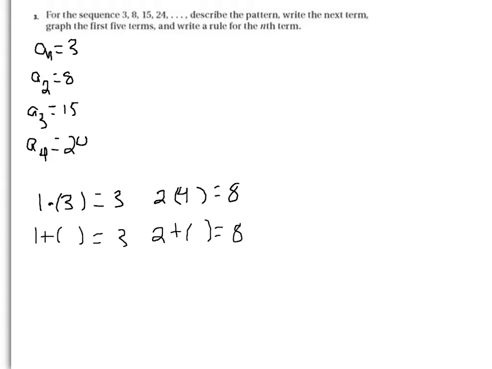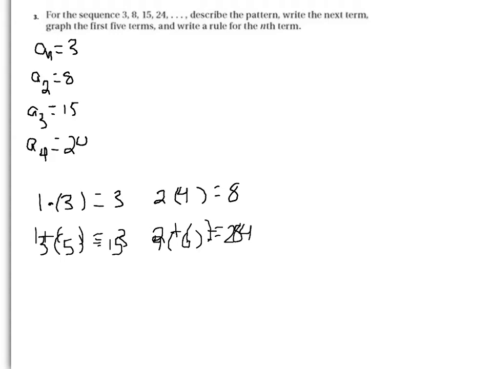Let's look at the multiplication. It goes from 3 to 4. And then 3 times what equals 15? 5. 4 times what equals 24? 6. So we have to figure out a pattern here, because there's got to be something.